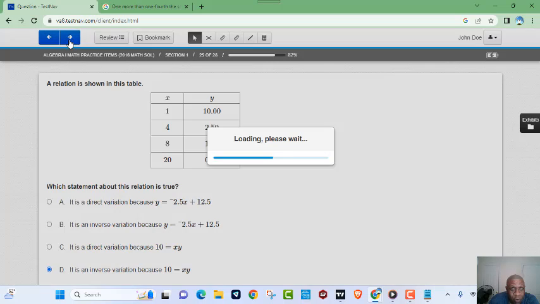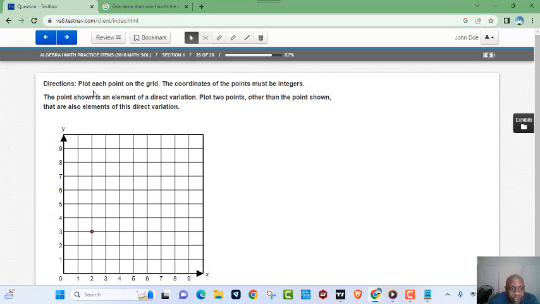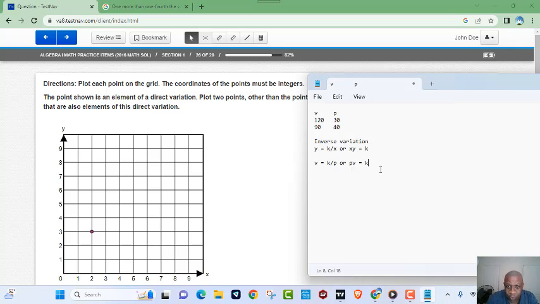All right, we're almost done. Let's see, directions. Plot each point on the grid. The coordinates of the points must be integers. The point shown is an element of the direct variation. Plot 2 points other than the point shown that are also elements of this direct variation. Okay, well, for direct variation, we know that the formula is y equals kx.